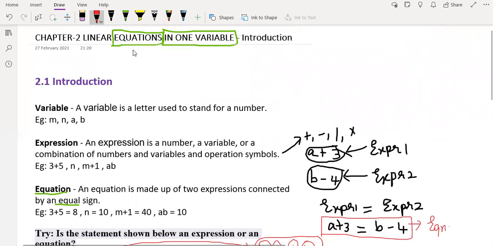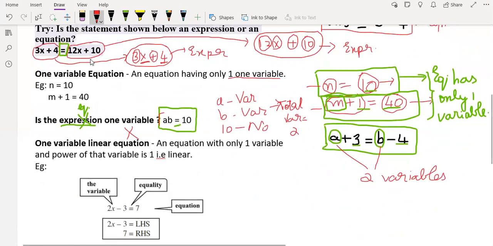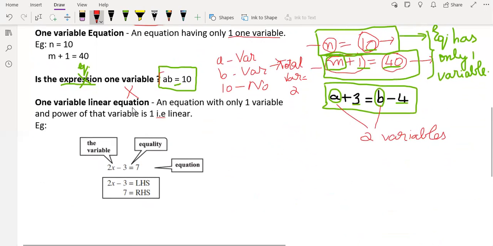Okay. So now in this entire topic name, we learned what are equations. We learned what are equations in one variable. So the last part which is left is linear equations. So what are linear equations? First let us check. One variable linear equation. One variable we already know the meaning, that is having only one variable. So what is a linear equation? A linear equation is one where the power of that one variable should be equal to 1.